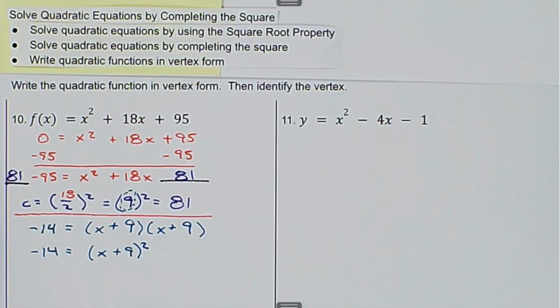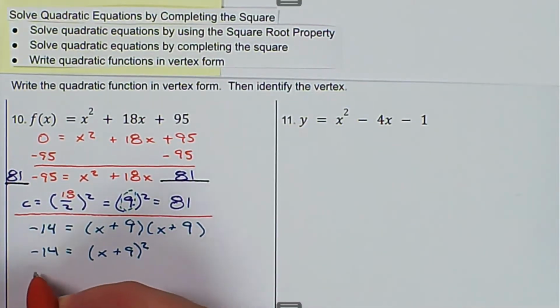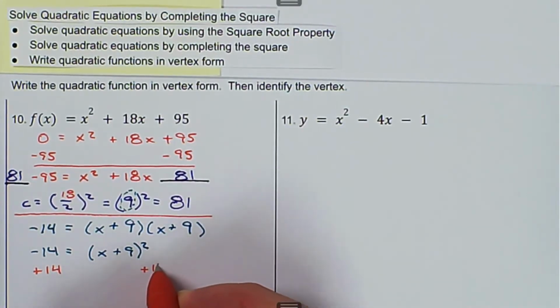And now we're not trying to solve this. In this case, what we're trying to do is get the vertex form. And the vertex form, remember, is we're trying to get this binomial, and then we're trying to figure out the y value of the vertex form. So in order to do that, we want to get the left side equal to 0 again. So in order to get the left side equal to 0, we're going to add 14 to both sides.